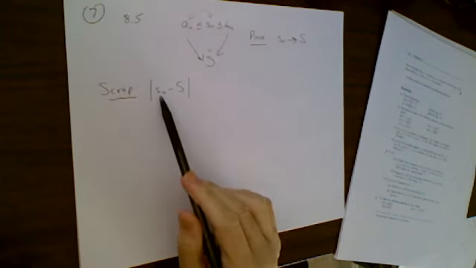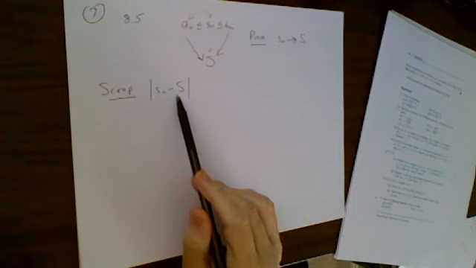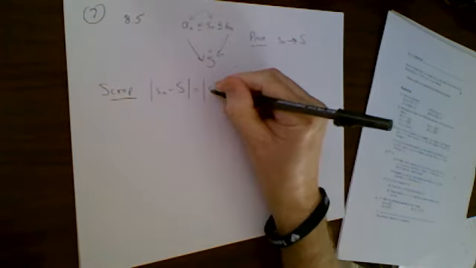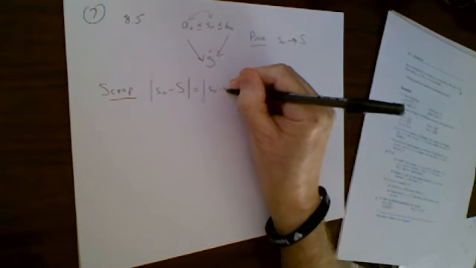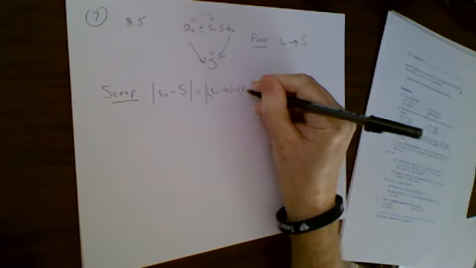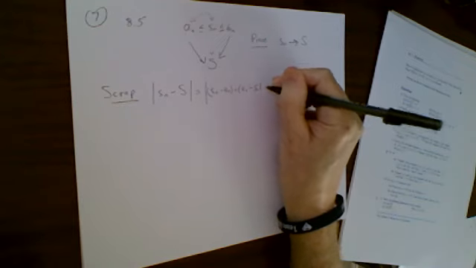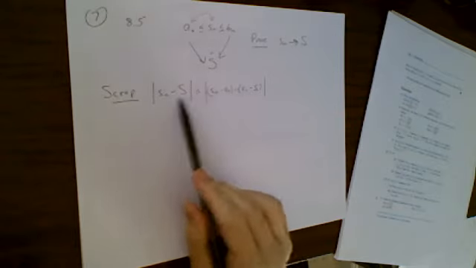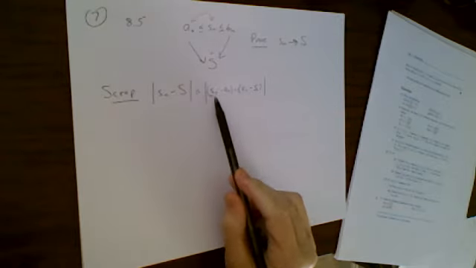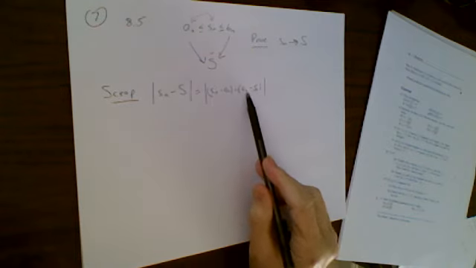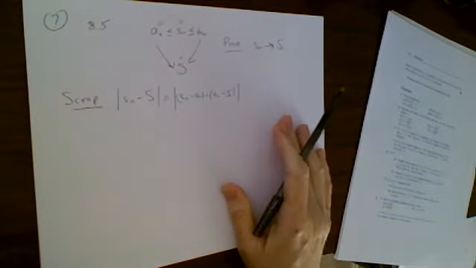I want to make the distance between the nth term of the sequence and S as small as I want. However, notice I can rewrite this, and with a little bit of algebra, these are the same. This measures how far the S sub n term is from the A sub n. This measures how far the A sub n term is from the S term.